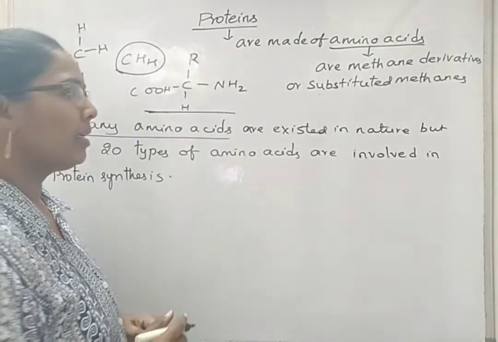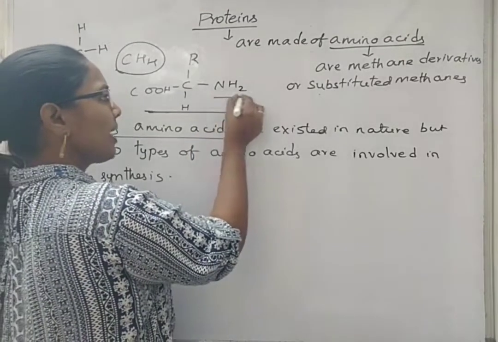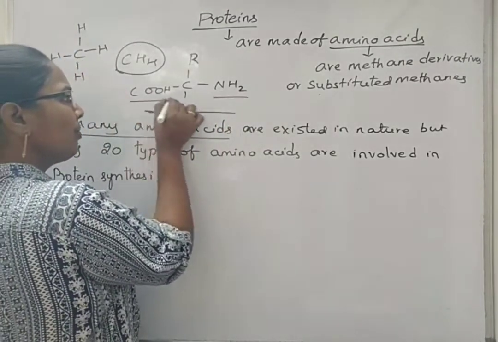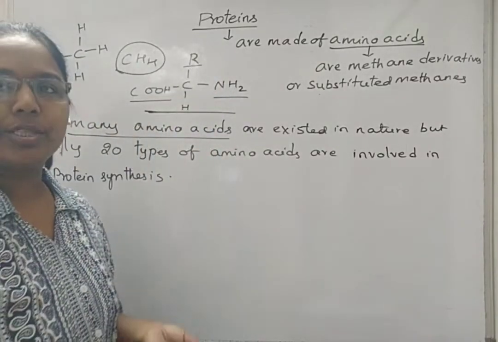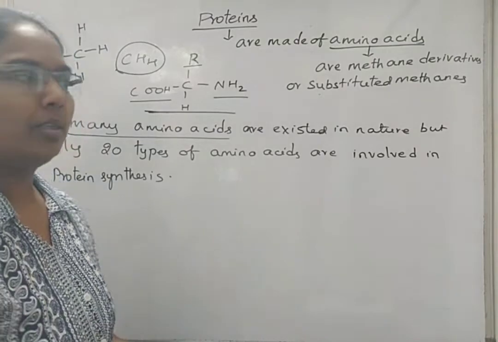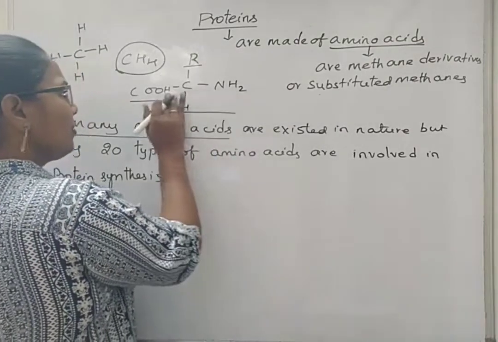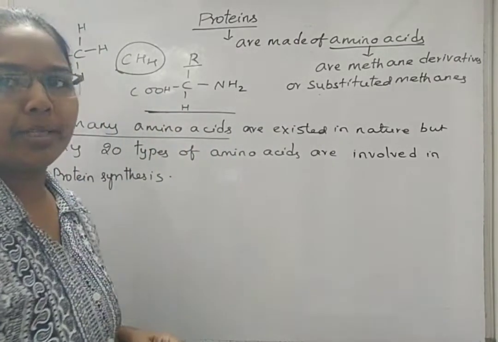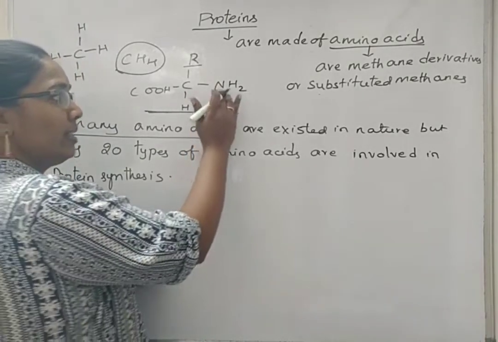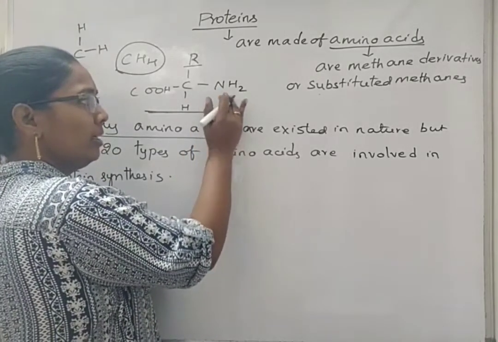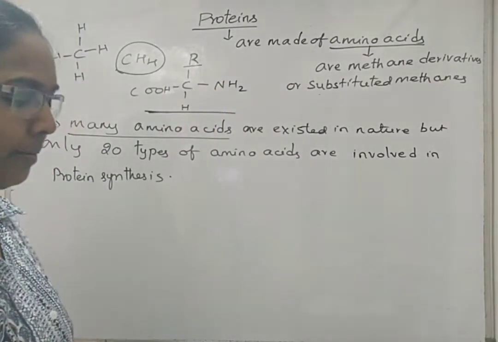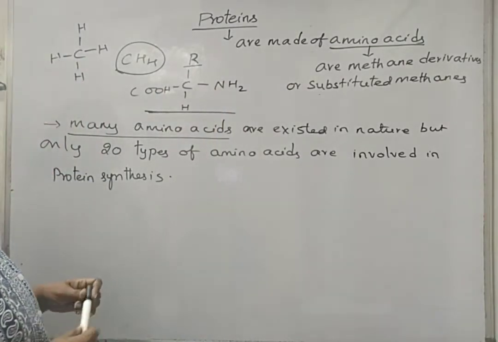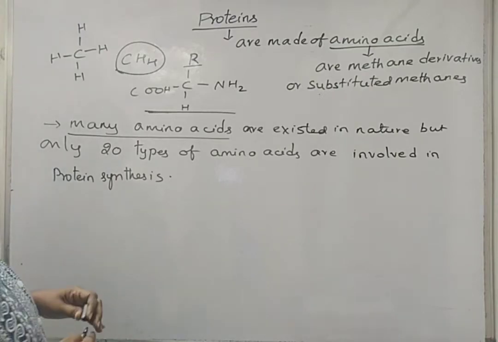In the case of an amino acid, those functional groups can be one amino group, one carboxylic group, another methane or another hydrogen or another alcohol group. So we call such a combination an amino acid. Since we are substituting hydrogen with different types of functional groups, we say amino acids are substituted methanes.